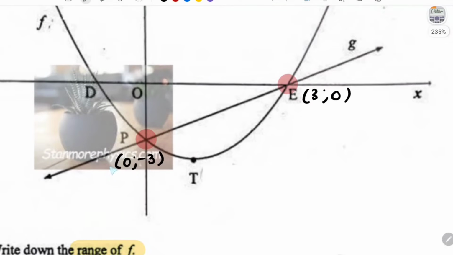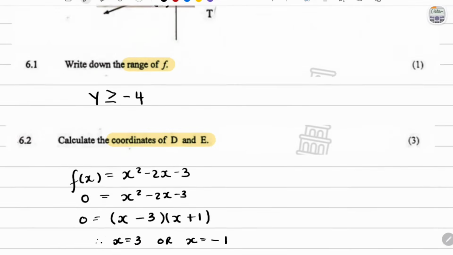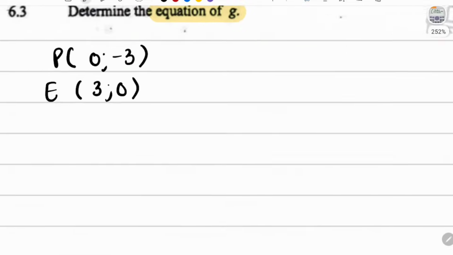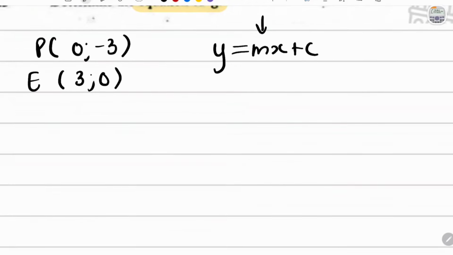So there we go. We got 2 points on this graph, so we can actually find the equation of G. So let me put down these points. Okay, so these are our coordinates: we have (0, -3) and (3, 0). To find the equation of G, since it's a straight line, the equation of a straight line is y equals mx plus c, meaning you first need to find the gradient of this line.